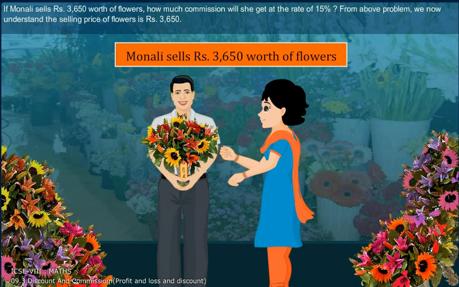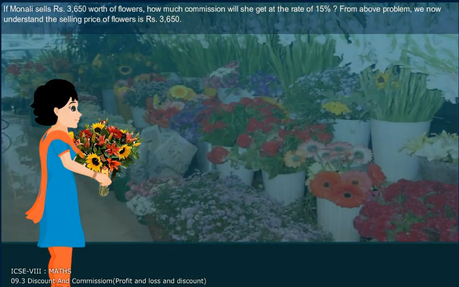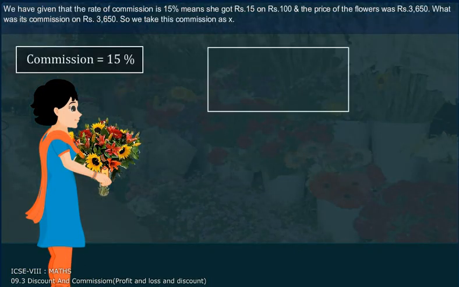If Monali sells ₹3,650 worth of flowers, how much commission will she get at the rate of 15%? From the above problem, we understand the selling price of flowers is ₹3,650. We are given that the rate of commission is 15%, meaning she gets ₹15 on ₹100. And the price of the flowers was ₹3,650. What was its commission on ₹3,650? So we take this commission as X.